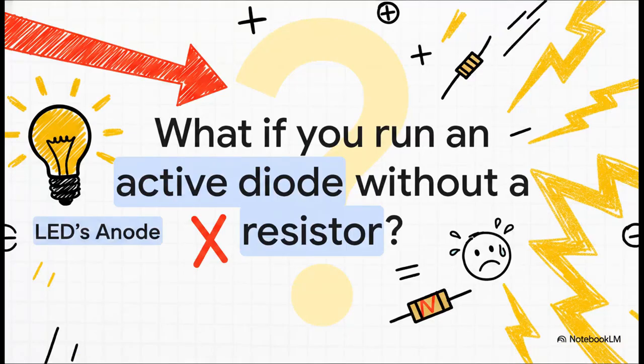You might be wondering right now, what happens if we just bypass any other components and blast the full 5 volts straight from digital pin 13 right into our LED's anode? I mean, it's just 5 volts, right? How bad could it really be?